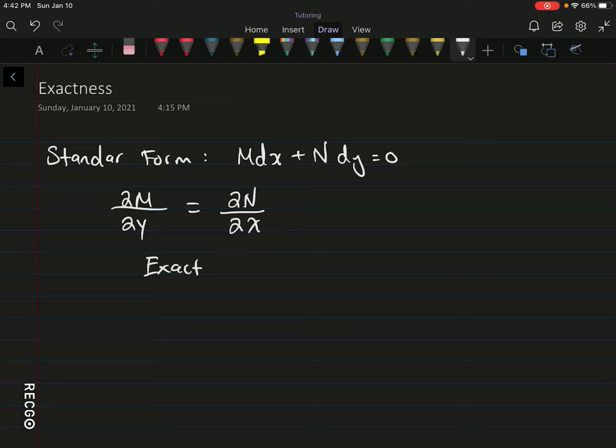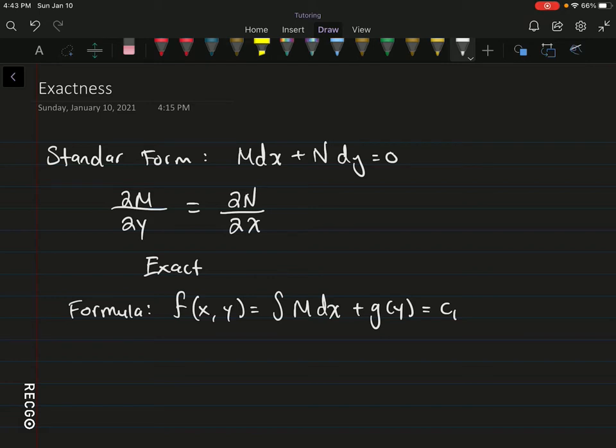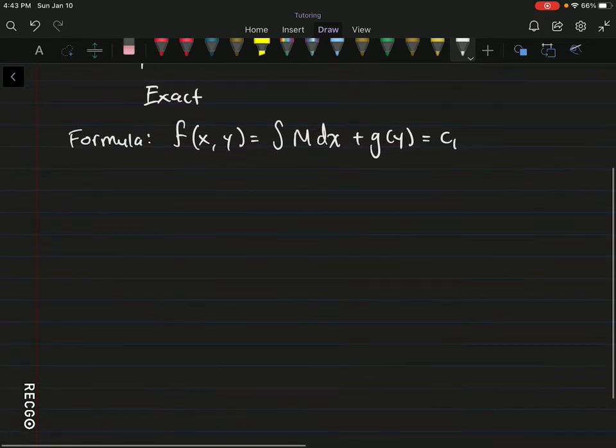If and only if the problem is exact, we can continue to solve it, and the formula that we'll use to continue to solve it is this one. F of x comma y is equal to the integration of M dx plus g of y is equal to c1. And c1 in this formula is just a placeholder for c in case we forget to add a plus c after we integrate. Okay, now let's go ahead and start doing an example problem.